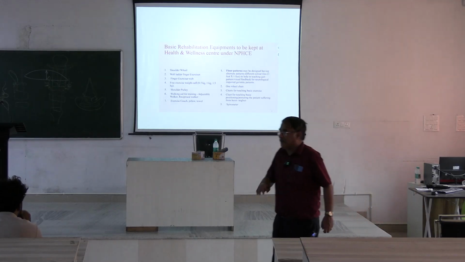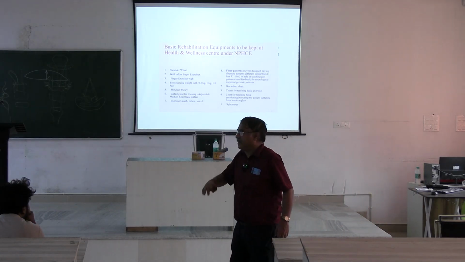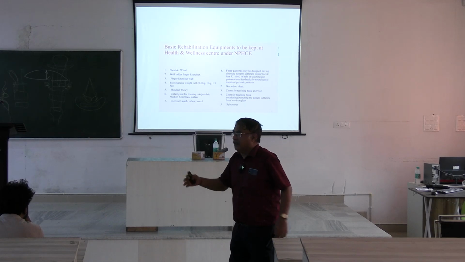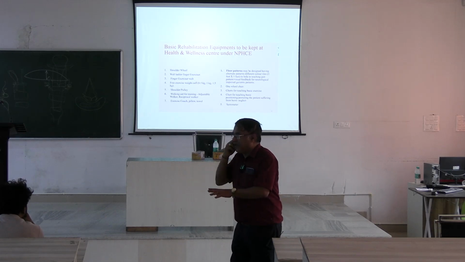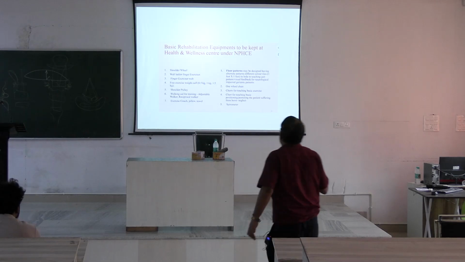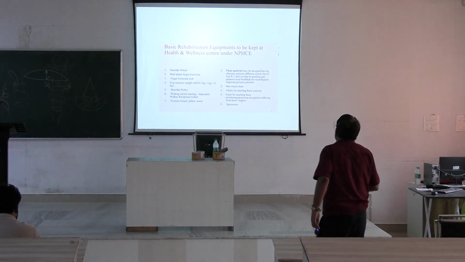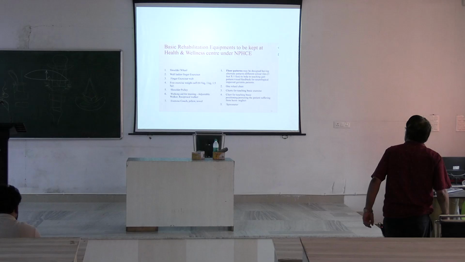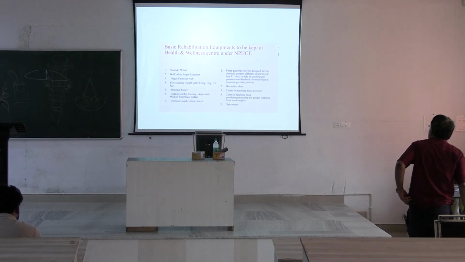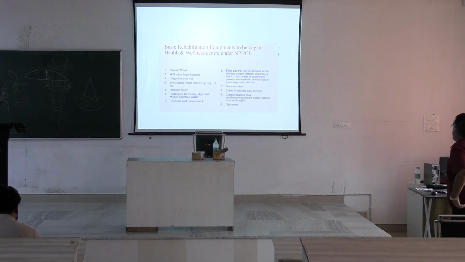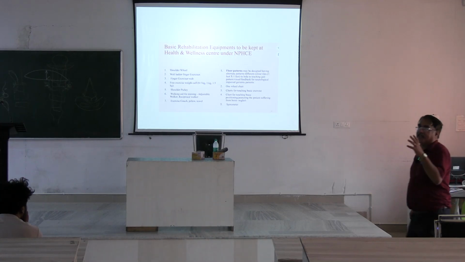So if you have the same color, there's a chance of falling. But if you have alternate, contrasting colors, the person looks at both and there's less chance of falling. Wheelchair, then charts for teaching basic exercise, charts for teaching basic positioning for the patient suffering from hemi-neglect, and spirometer. Spirometer is for the lung function test, okay?